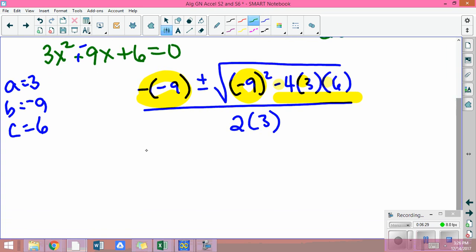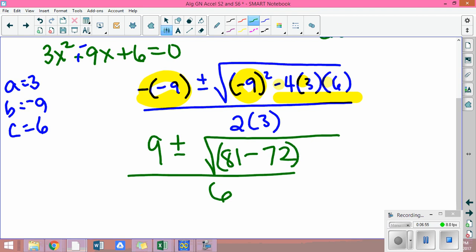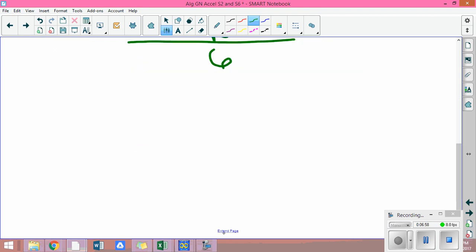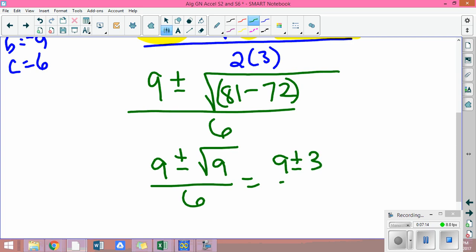So the opposite of negative 9 is 9 plus or minus the square root of 81 minus 72, 12 times 6, all divided by 6. Now, radical sign is acting basically like parentheses. I have to do that first. And so I have 9 plus or minus the square root of 9 all over 6. So I have 9 plus or minus 3 over 6.